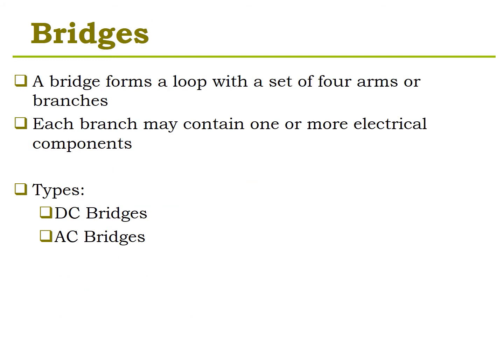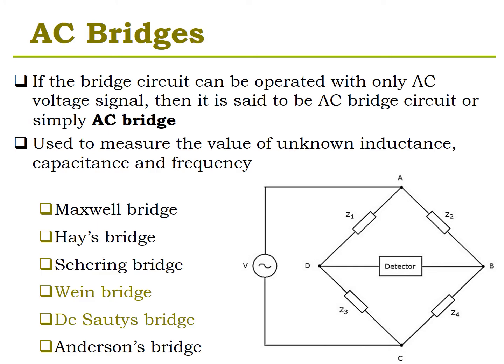So we know that a bridge is basically a loop with a set of 4 arms or branches, and each of the branches may contain one or more electrical components. And there are two types of bridges, AC and DC. We had already studied DC bridges and we have started and checked the balance conditions for AC bridges. So an AC bridge would require an AC voltage signal to be operated, and it can be used for measurement of unknown inductance, capacitance or frequency.